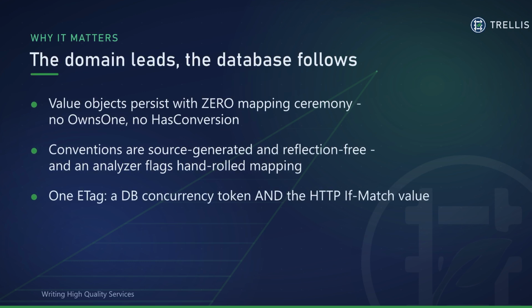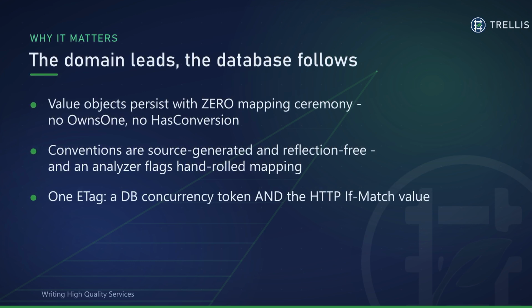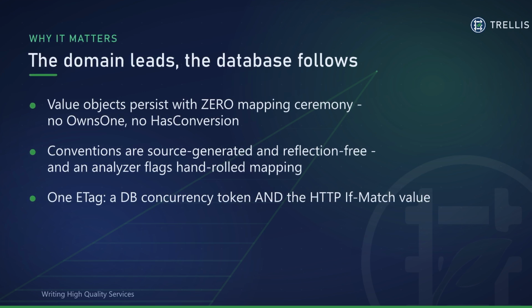And three, concurrency is unified. One ETag is both your database concurrency token and your HTTP If-Match value. So a lost update is prevented at the storage layer and surfaced cleanly at the API. Persistence that follows your domain instead of fighting it.